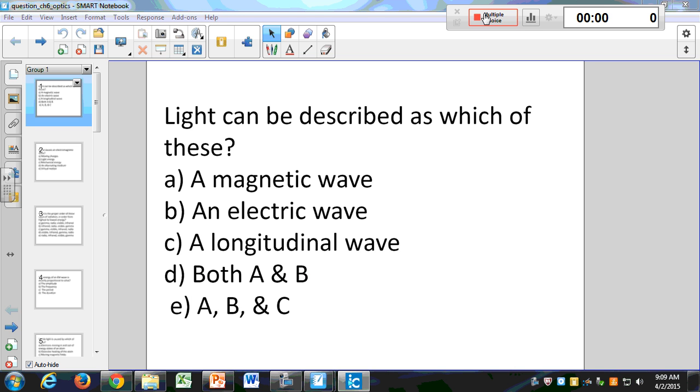All right, light can be described as which of these? A magnetic wave, an electric wave, a longitudinal wave, A and B, or A, B, and C? These aren't your quiz questions, but just sort of jog your memory on some of these things. And look at your notes. You can ask a friend.